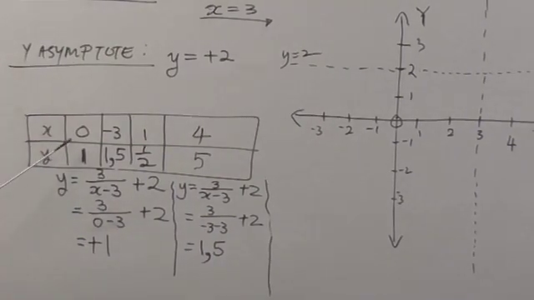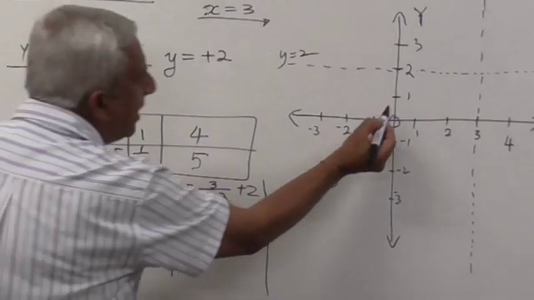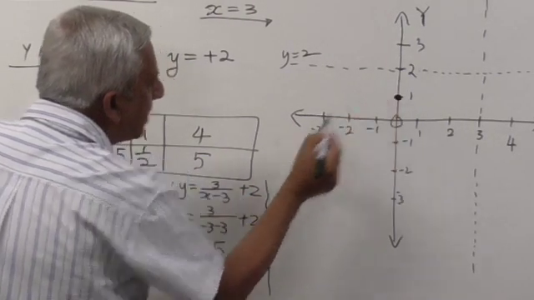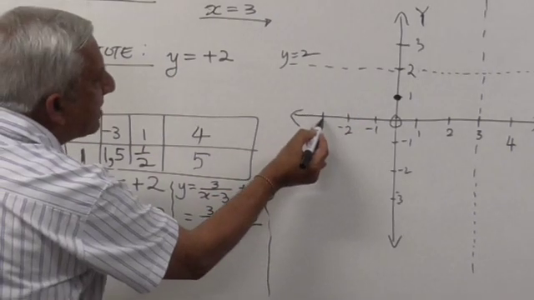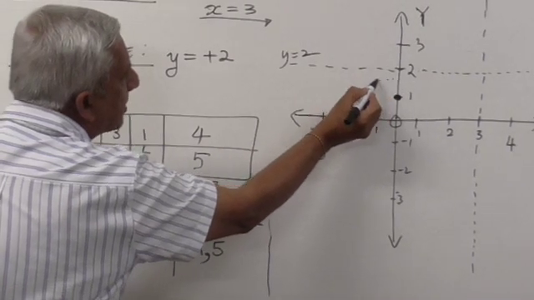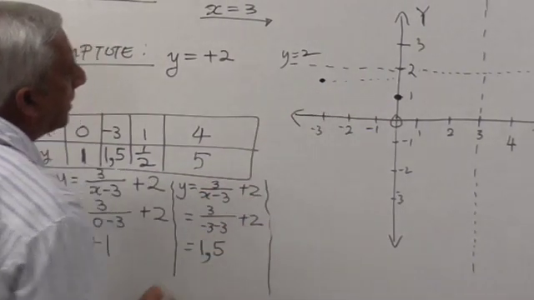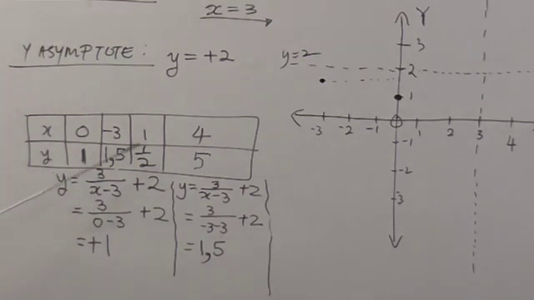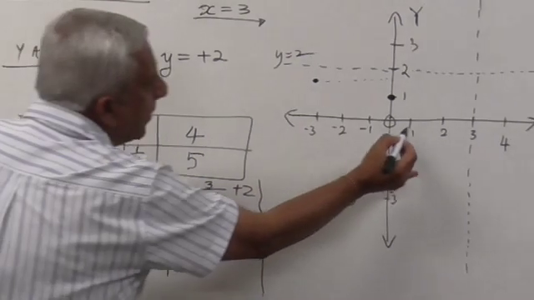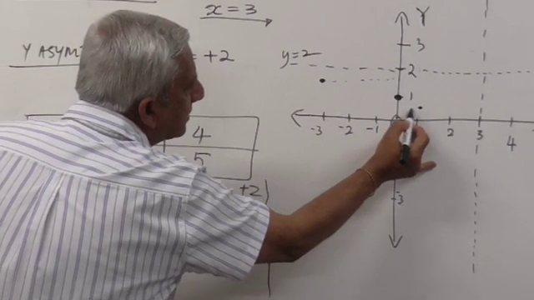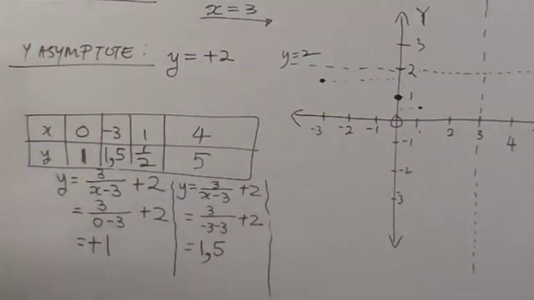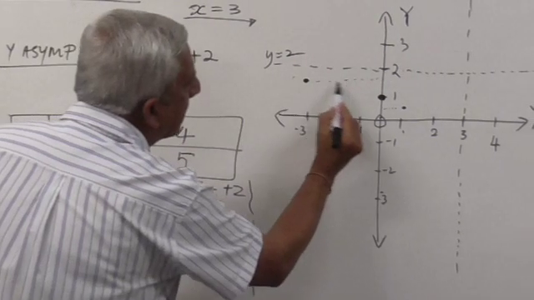Now, okay, you got 0, 1. So when x is 0, y is 1. So now you'll see that you actually got a y-intercept here. When it's minus 3, it's 1,5. So 1,5 is somewhere there. Right. When it's 1, it is half. Half is somewhere here. Right? Now you can see the graph is going this way, right?